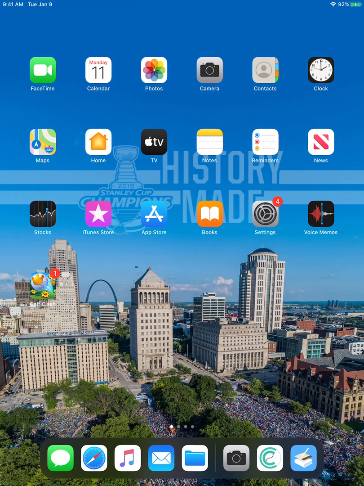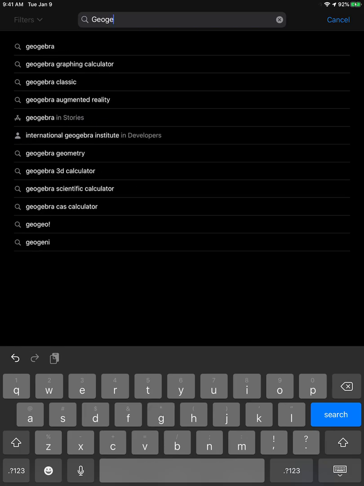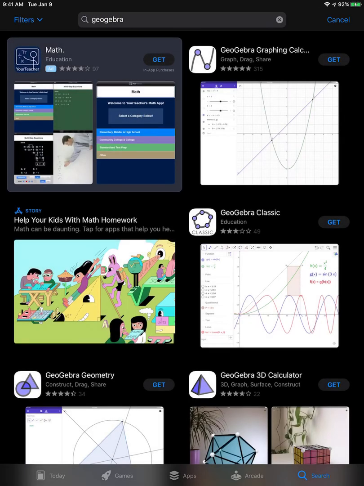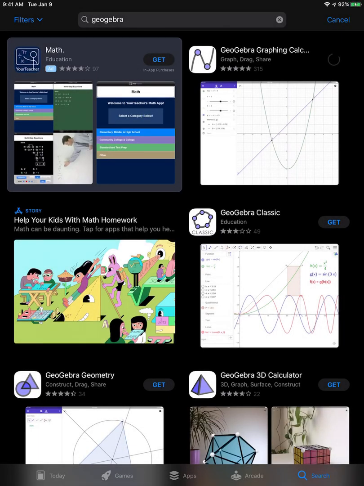So if I go to my app store here, and down here at the bottom, it's working. I can type in GeoGebra, which is another example of a graphing calculator app that may be useful to us. If you go ahead and download that, it's another free app. We'll give that a second. Hopefully it'll download pretty quick, but it's always good to have a backup app available. So this is a good one. There's plenty of other ones that you could use.